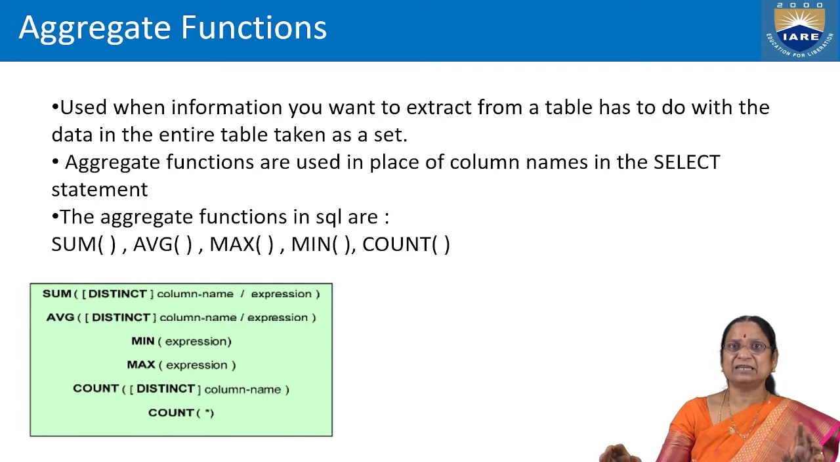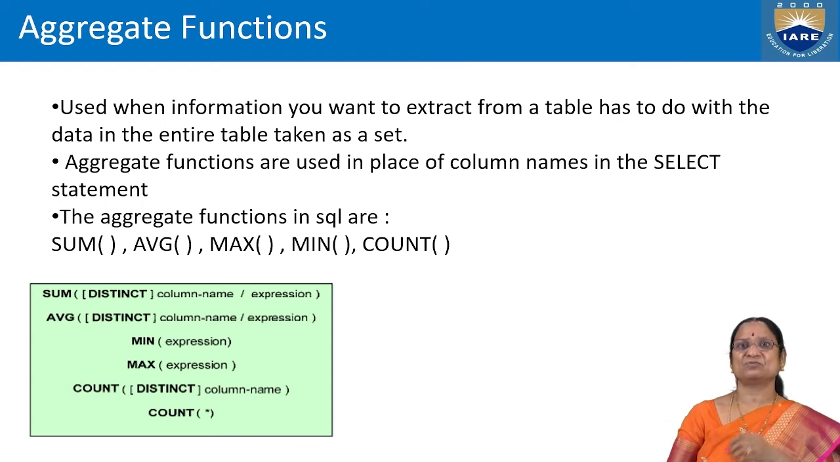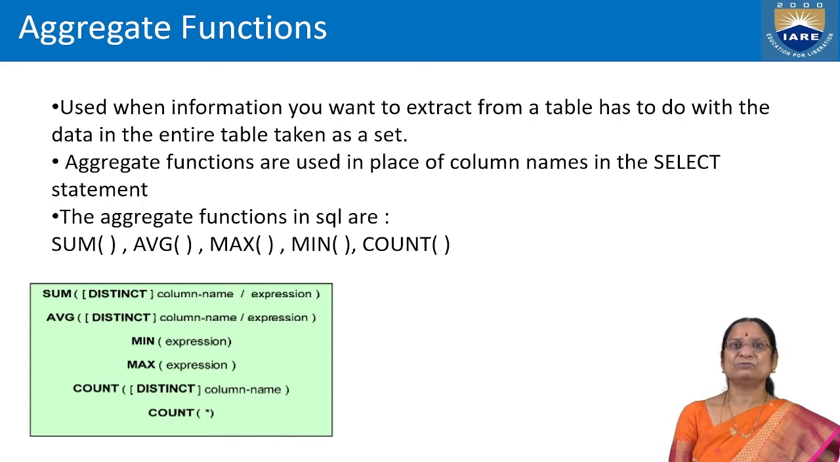There are single row functions and multi-row functions. We discussed single row functions elaborately, but we didn't discuss multiple row functions. We'll discuss them now. Aggregate functions are multiple row functions. They take multiple rows as input and return only a single value.